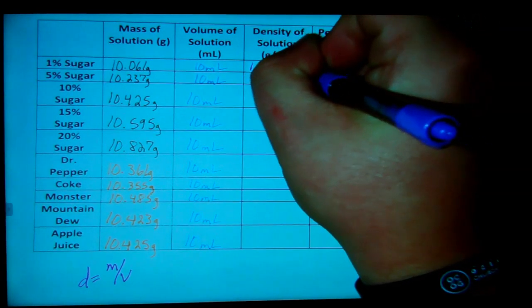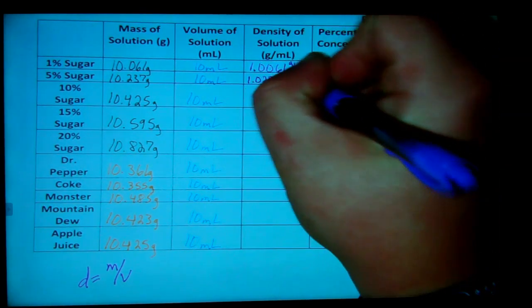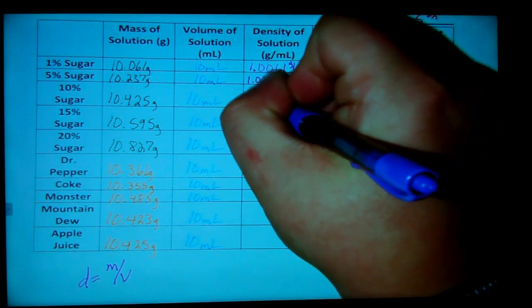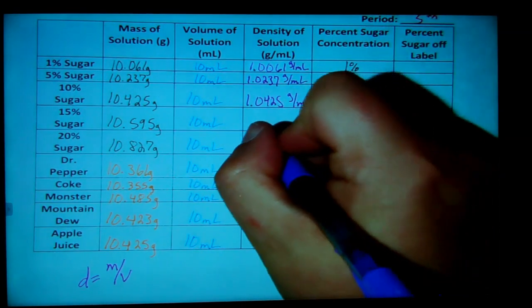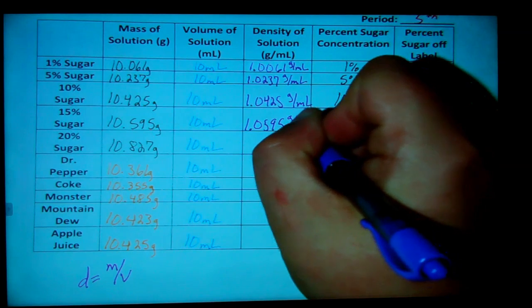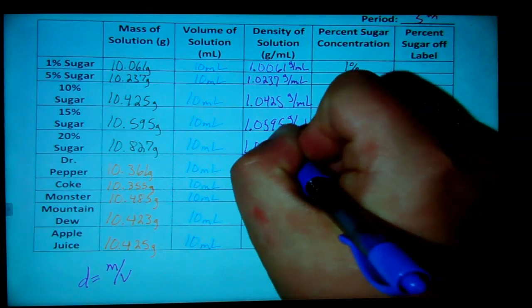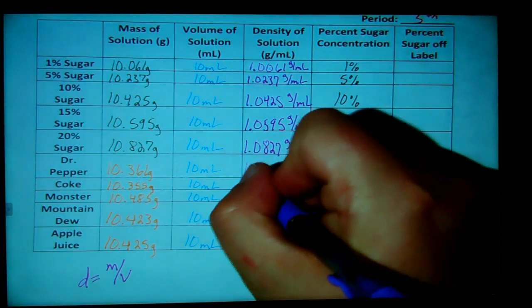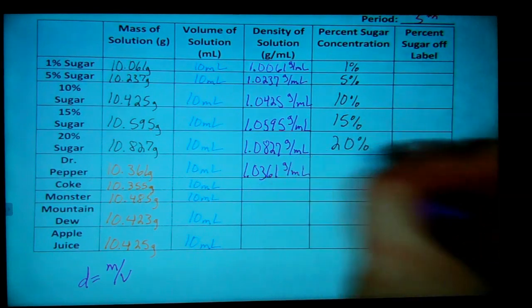That's grams per milliliter. Then we have 1.0237 grams per milliliter. Then we have 1.0425 grams per milliliter. 1.0595 grams per milliliter. We have 1.0827 grams per milliliter. We have 1.026 per milliliter.